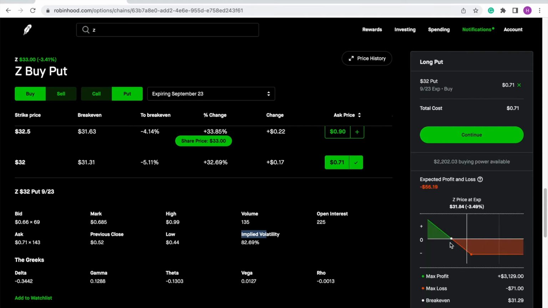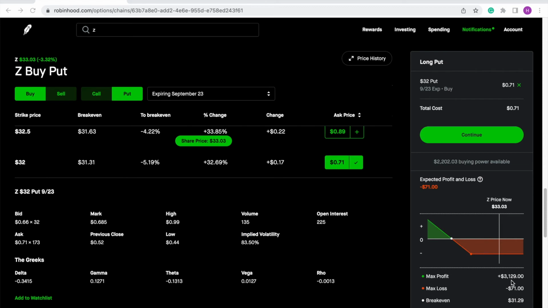Long put. This right here kind of visualizes how that stock is going to perform, right? So it tells you this is where you start to make money if it goes 31.29. Everything below 31.29 is all gravy. It's all profit. If it doesn't go below that, then you can't exercise your option, and therefore you lose your premium, which is the $71, right? Max profit.